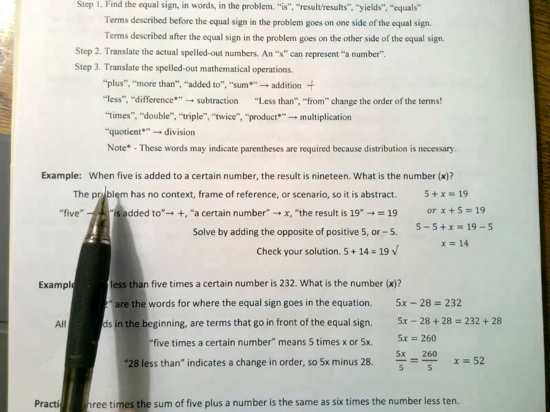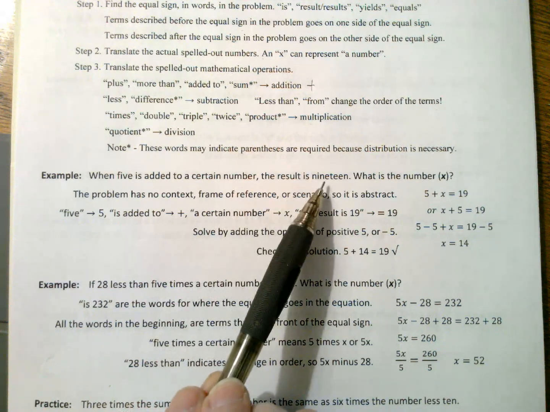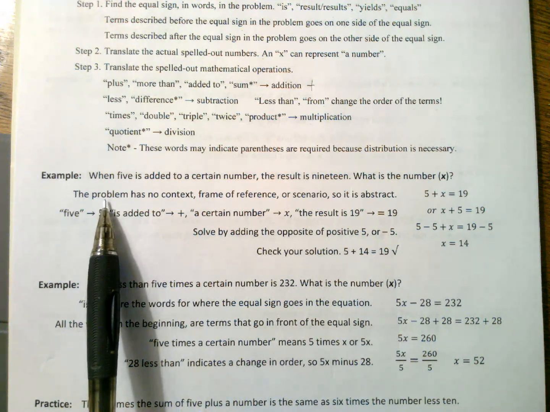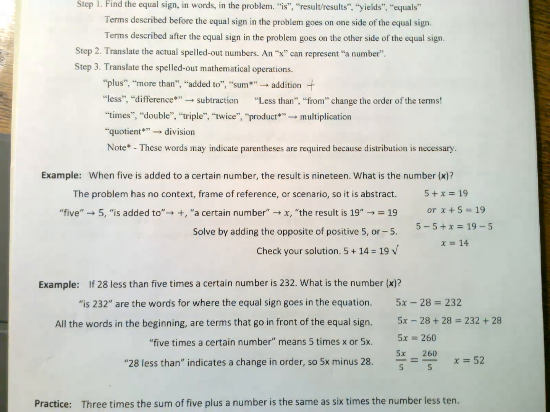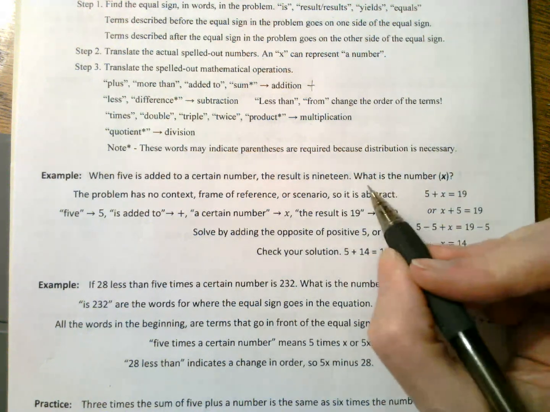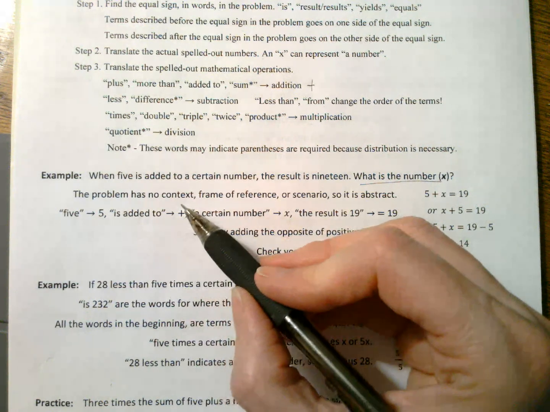Example 1, it says, when 5 is added to a certain number, the result is 16. What is the number? In other words, use X. So on the tests and on your support work and on the final exam, you need to put a translated equation on your paper and then solve if it's required, okay? This is instead the word solve. Remember, we solve equations and we simplify expressions.